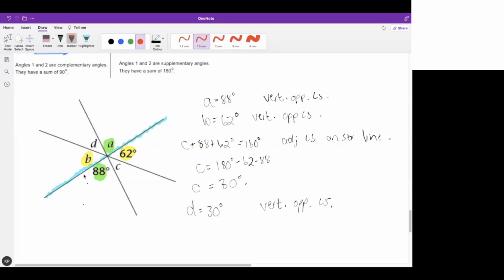In terms of this line, do you see the straight line we used? So these three have to equal what? They have to equal 180. Do you see where this step comes from? So C plus 88 plus 62 is 180. Why are they 180?